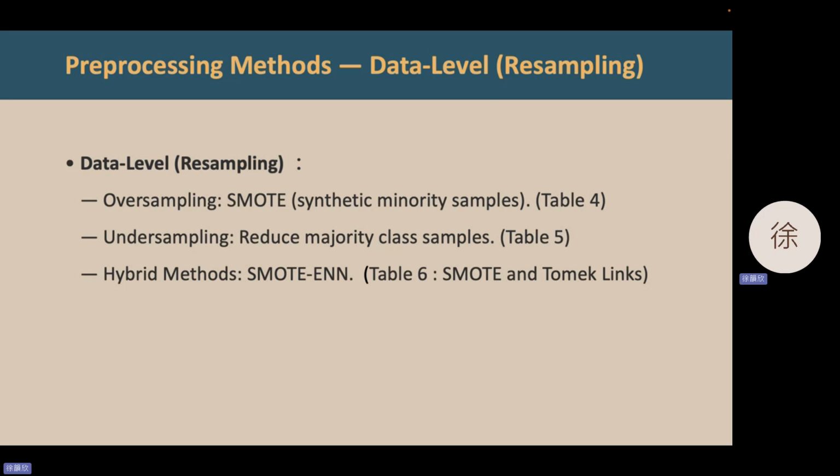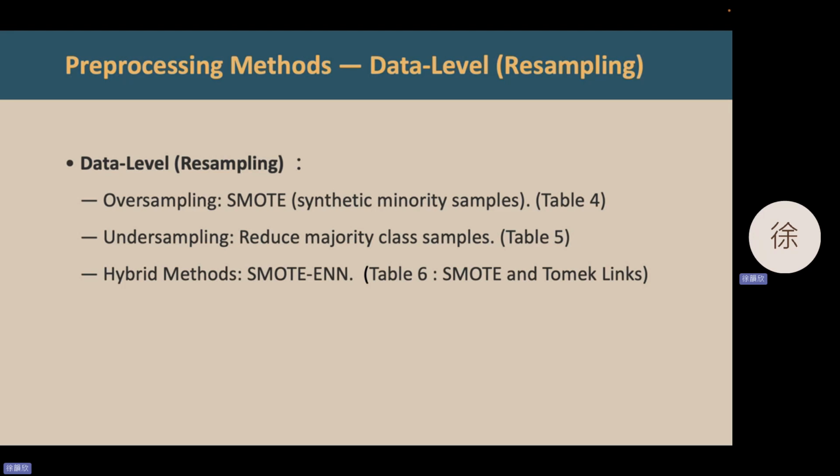And number 2 is the data level approach. Oversampling can increase the number of samples in the minority class, such as using SMOTE technology to synthesize new samples of the minority class. And undersampling, as the name suggests, is mainly about how to reduce the number of examples in the majority class to make the class proportions more balanced.